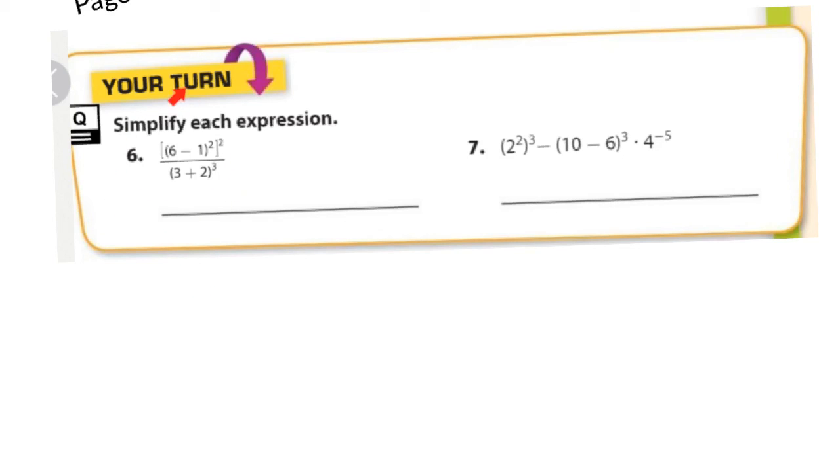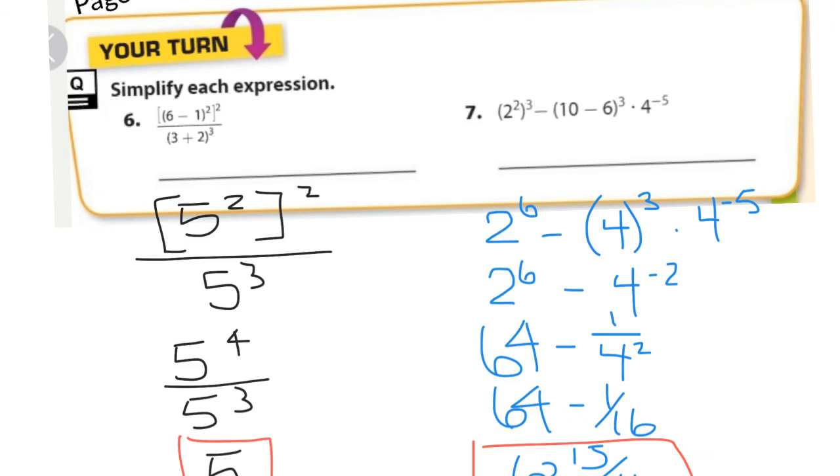So here we are on page 35, still at the very, very bottom. There are 2 your turn problems. You want to simplify these using the rules. Come on back after you try them and we'll look at your solutions.